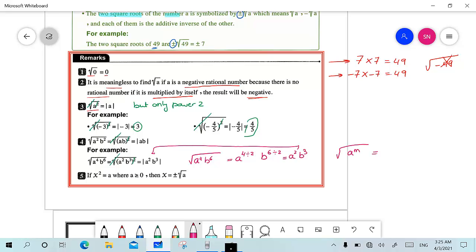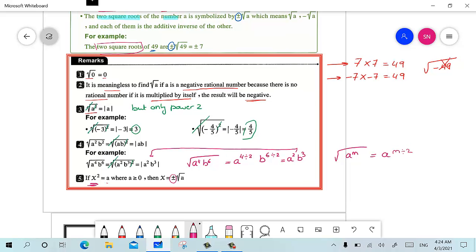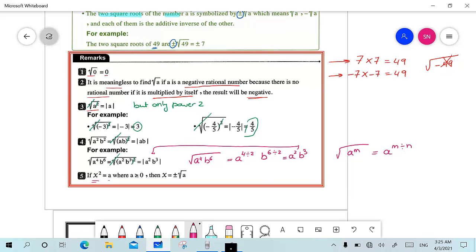So if I have square root of a raised to the power of m, it's a to the power of m divided by 2. If x squared equal a, where a is greater than or equal to 0, then x is equal to positive negative square root of a. So we are going to use positive negative square root only in 2 cases. If he asks me to find the 2 square roots, or if I'm working with a variable, that is the only way I'm going to have positive negative square root.